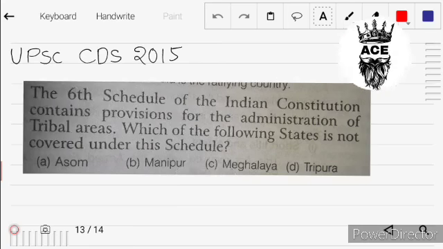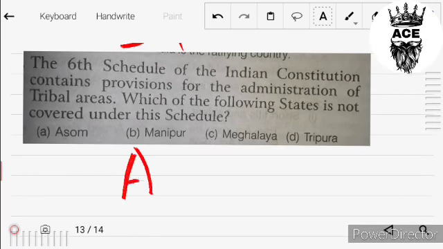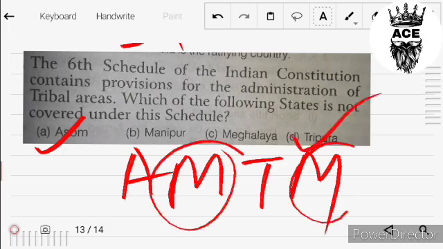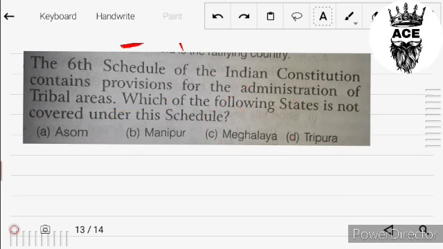Okay. So this is another question which has been asked in the CDS examination of 2015, that the 6th schedule of the Indian Constitution contains the... So that thing I have mentioned in my classes, that AMTM. You will get that Tripura is there, Mizoram is there, but Manipur is not there. You don't have to confuse with Manipur, because Manipur is not there. So the correct answer would be Manipur.